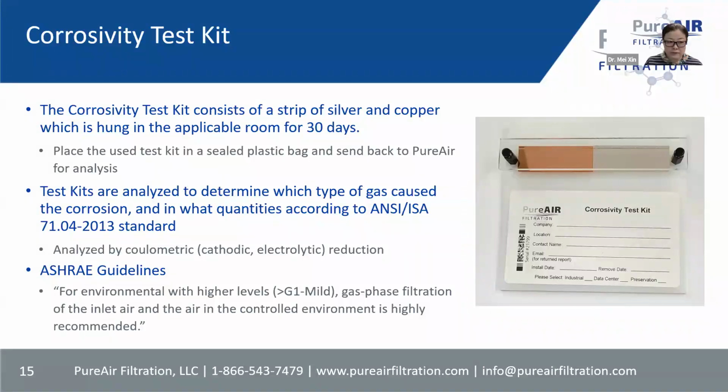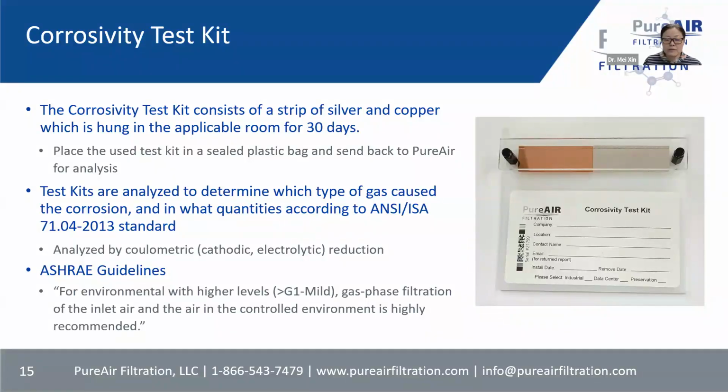And according to the ASHRAE guidelines, for an environment with a GA rating higher than G1, mild, gas phase filtration of the inlet air and the air in a controlled environment is highly recommended. So if you see a G1, maybe you're okay for right now. But if you see a rating from G2, G3 up to GX, you need to take some action right away.